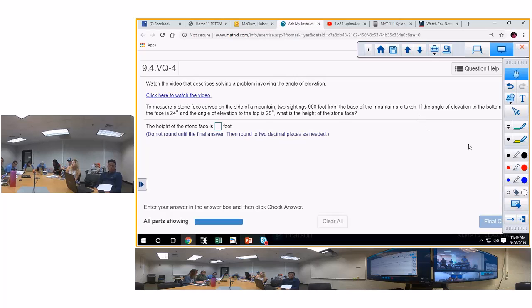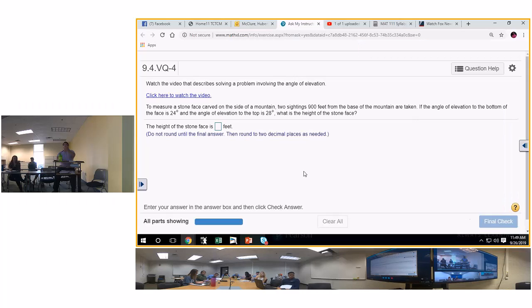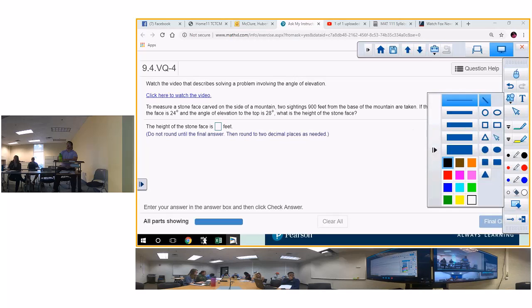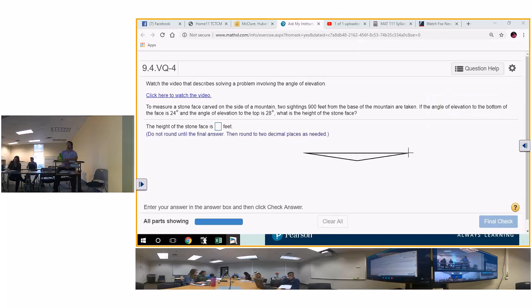Have we done this one? To measure a stone face carved on the side of a mountain, 2 sightings 900 feet from the base of the mountain are taken. Yeah, this is similar triangles. Let me just do this right quick. I don't know if I can draw a triangle. No, it won't let me draw one. Well, that sucks.